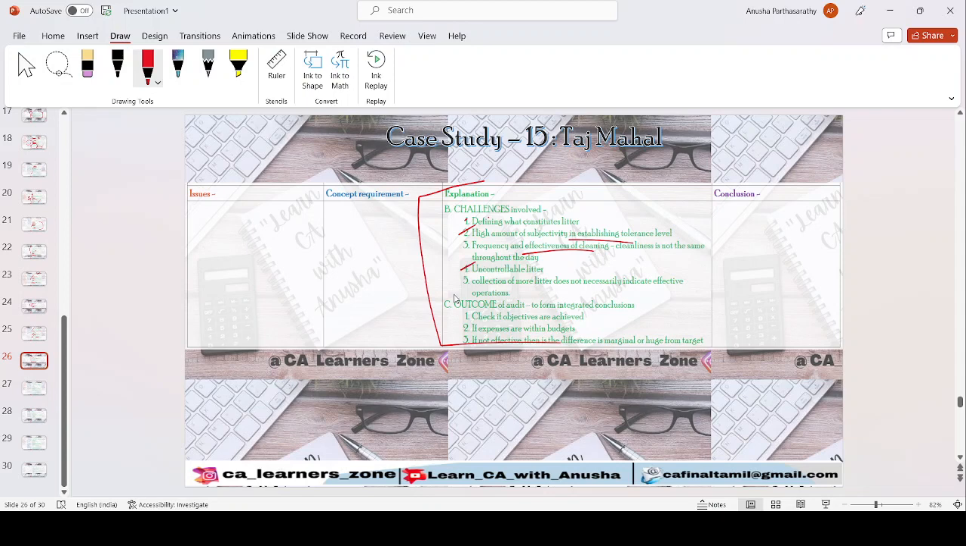Uncontrollable litter. It's like the leaves falling. I cannot control it, right? And collection of more litter does not necessarily indicate effective operation. See, I'm collecting more litter. Does it mean that I'm so effective in cleaning? No, but they are not responsible citizens. They are putting the waste in the unique monument, right? So that's why it doesn't result in effective operation. So you have to put a board or charge a fine. If you put some litter and I found you, then I will charge you some fine. Okay, like that.